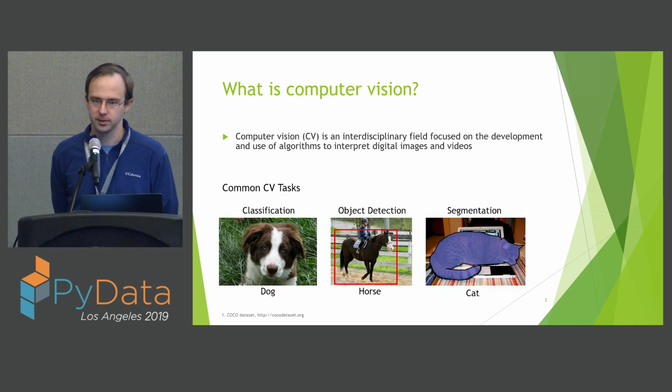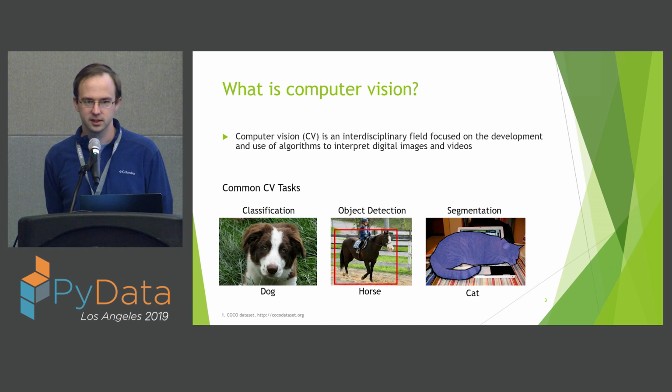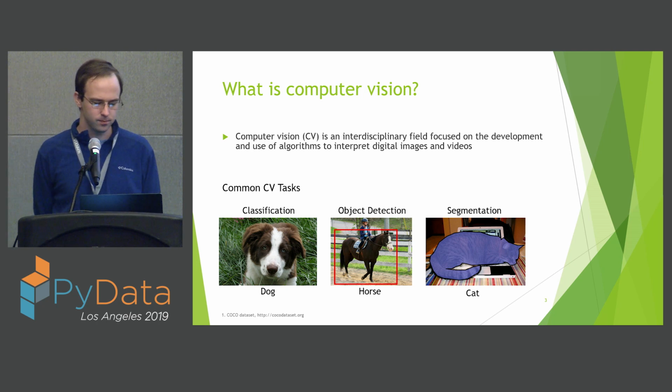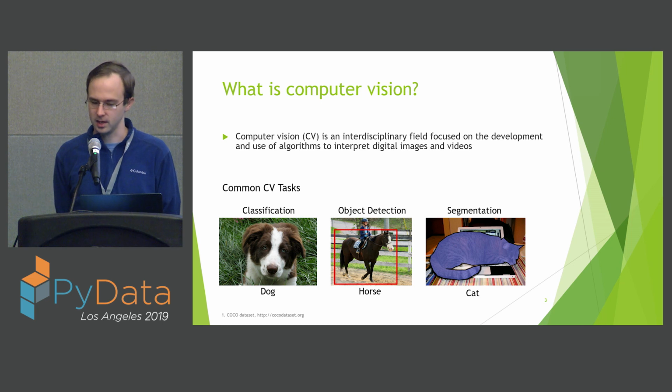So what is computer vision? Computer vision is an interdisciplinary field focused on the development of using algorithms to interpret digital images and videos. So here I have a few common computer vision tasks. Given an image, what's in it? Is it a dog? Is it a cat? Is it a person? That's classification.